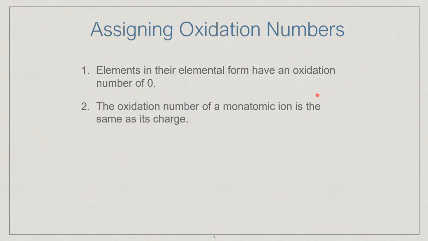That'll be true for other diatomic species. But even if we've got multiple, as long as it's that pure element, the oxidation number is going to be 0. And then similarly, if we've got what's known as a monatomic ion, so if we've just got one element and it's got a charge, the oxidation number is just going to be equal to whatever that charge is.